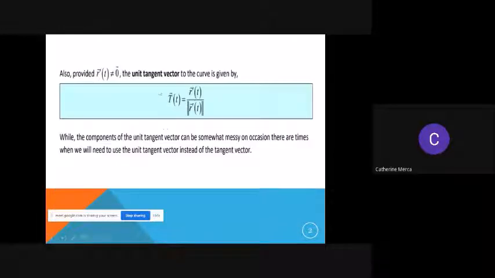So, ang unit tangent vector is given by this. T of t, ito yung formula. You take r prime of t, say you take the derivative of your tangent vector, and then take the magnitude of r prime of t. While the components of the unit tangent vector can be somewhat messy on occasion, there are times when you will need to use the unit tangent vector instead of the tangent vector. So pag tangent vector lang, r prime of t lang. Pero pag unit tangent vector, then you should divide it by the magnitude of your r prime of t.